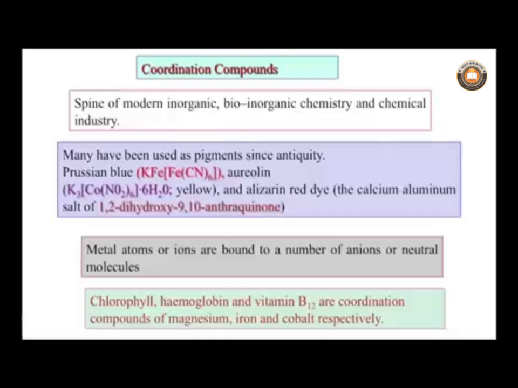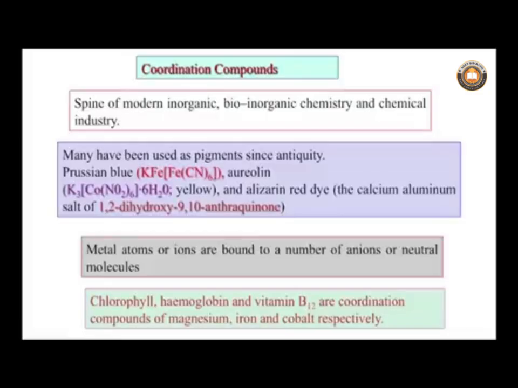Similarly, vitamin B12 is also a very interesting coordination compound, where cobalt is present, and not only a naturally occurring bioinorganic coordination compound, but it also has a metal carbon bond. So, it is a bioorganometallic compound also. So, vitamin B12 is also a bioorganometallic compound of cobalt.